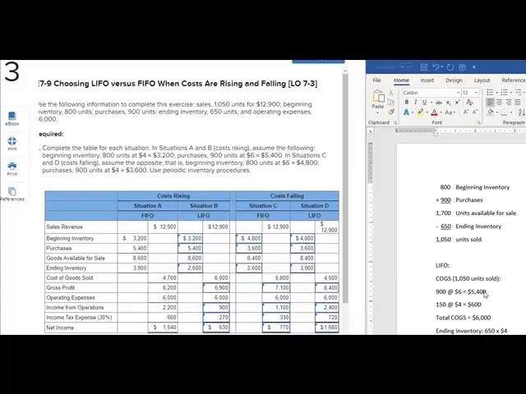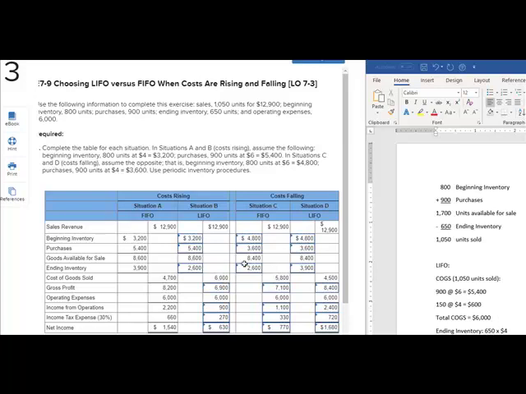But we can't stop there, because we sold 1,050 units. So we need another 150 units. And since all of the 900 we assumed were sold, we're going to have to dig into this beginning inventory. And the beginning inventory costs $4. So the 150 times 4 is 600. And adding these together, we get our total cost of goods sold of 6,000. And we're going to go ahead and put that in this box here.